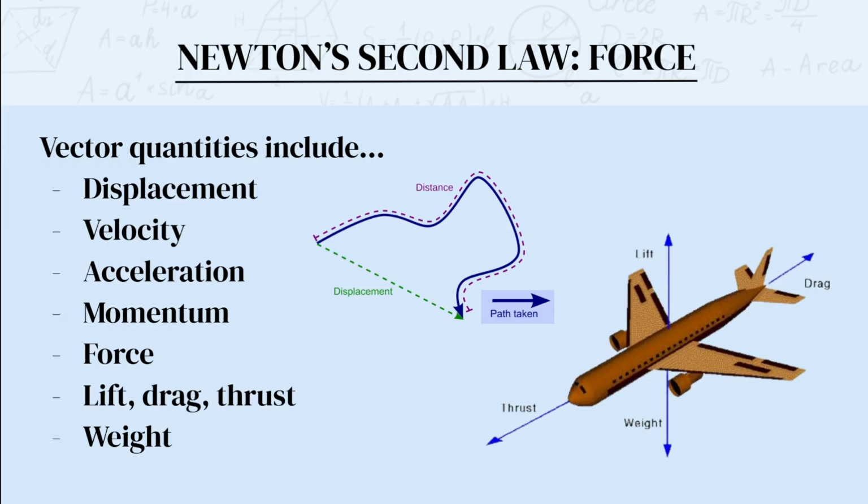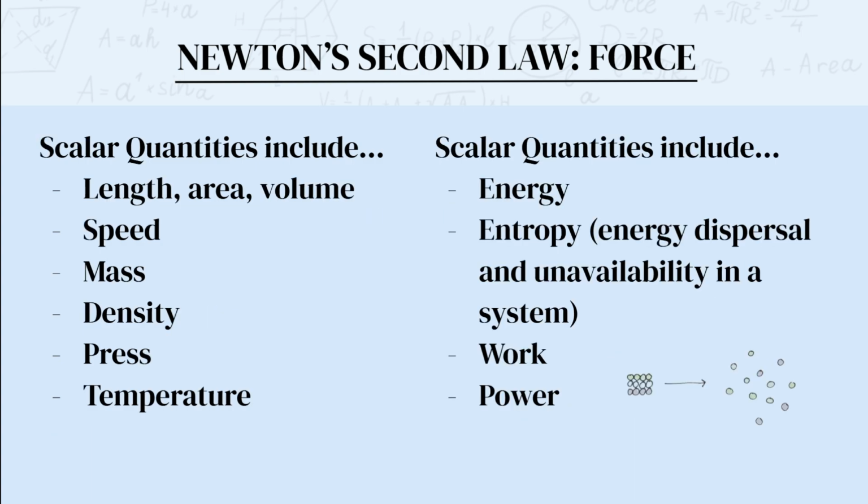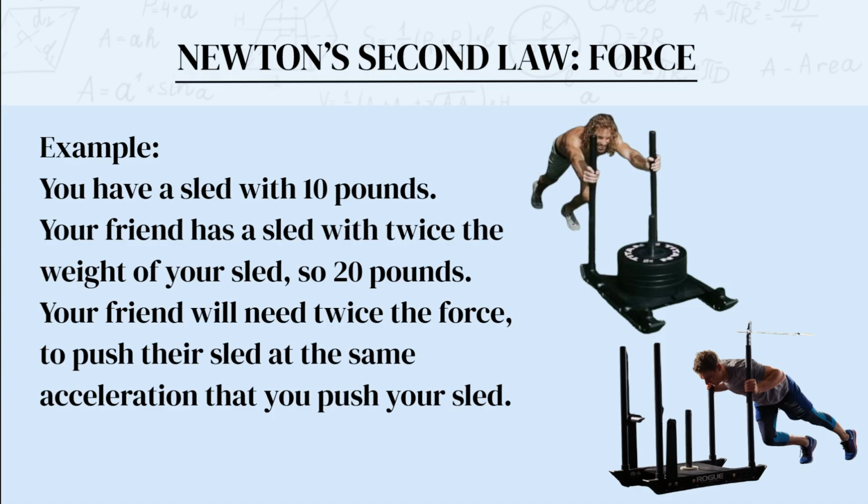Vector quantities include displacement, velocity, acceleration, momentum, force, lift, drag, thrust, and weight. And scalar quantities include length, area, volume, speed, mass, density, pressure, temperature, energy, entropy, which is basically just the energy dispersal and unavailability in a system, so a thermodynamic system, and then work and power.